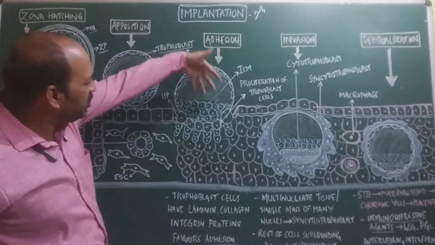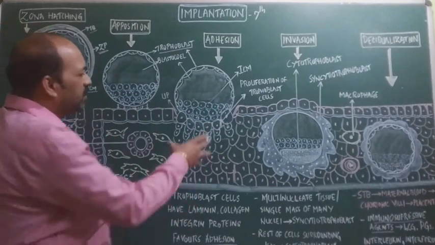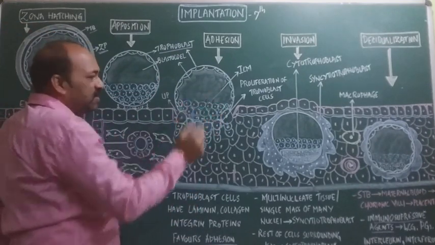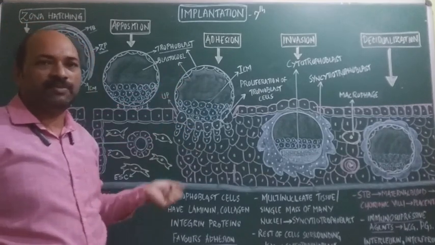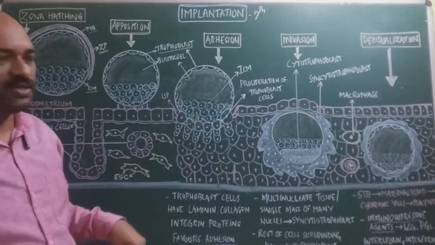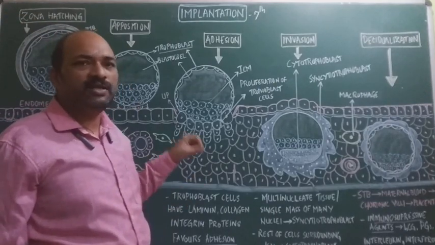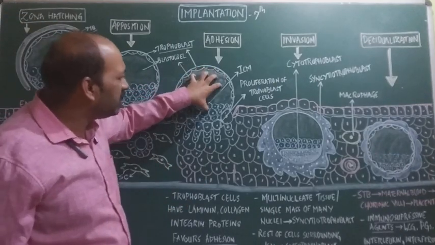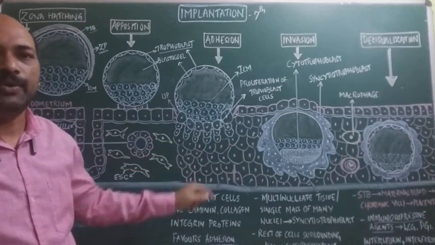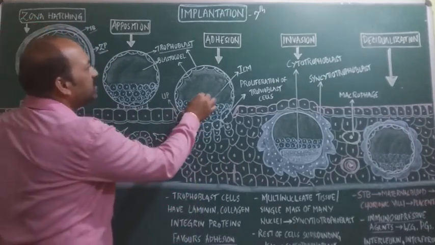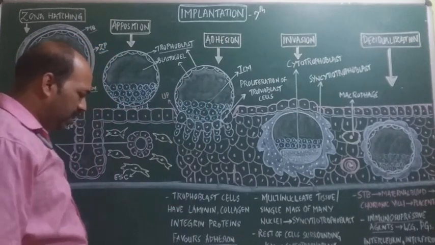Once the adhesion occurs, the blastocyst sends signals to the endometrium to undergo changes, and these changes are necessary so that the entire blastocyst can get embedded into the endometrium. So that is the third step, called adhesion.